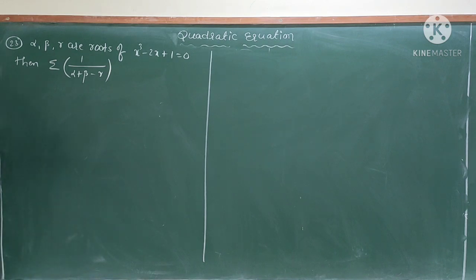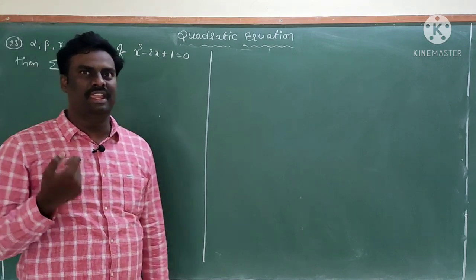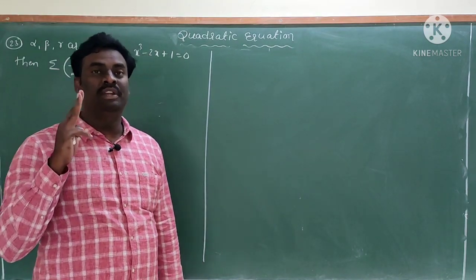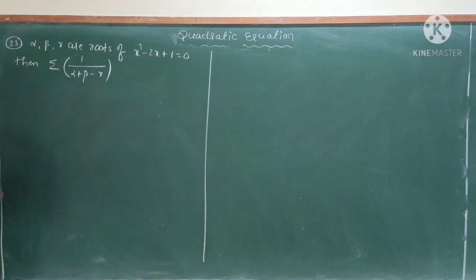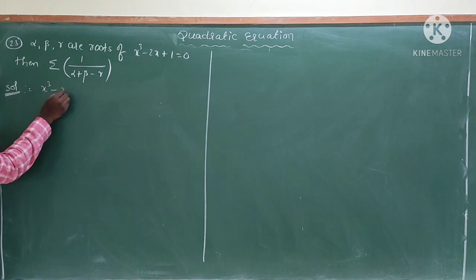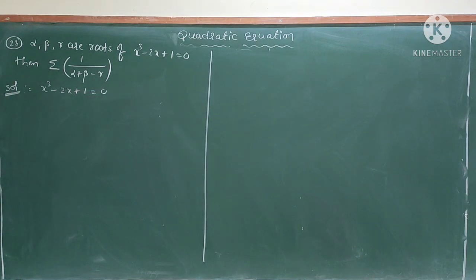Okay. So it is a cubic equation, it is not a quadratic equation. Cubic equation means it contains how many roots? 3 roots. That's why. Solution: x cube minus 2x plus 1 equals 0. It is a cubic equation.